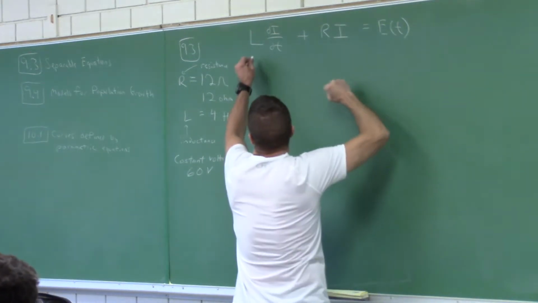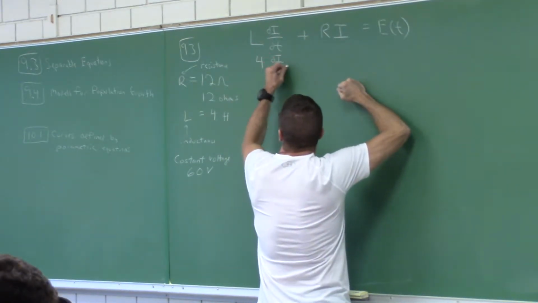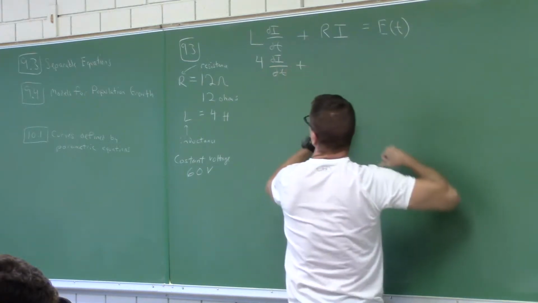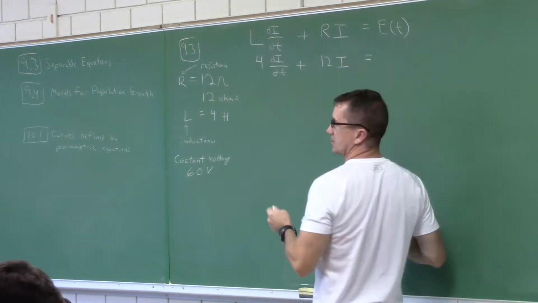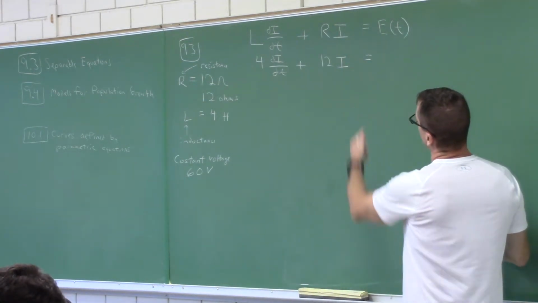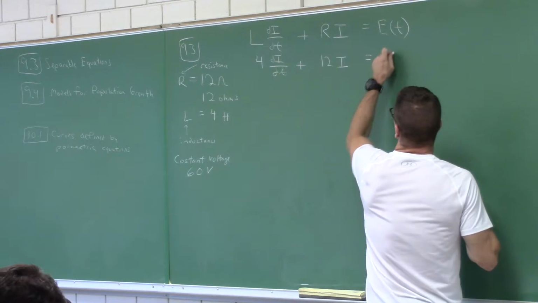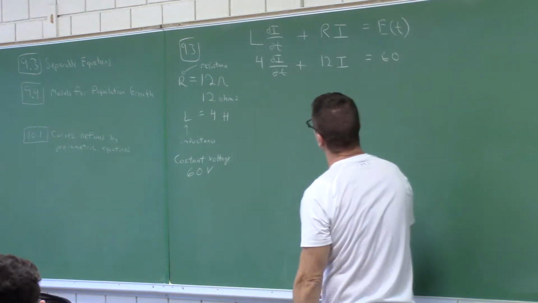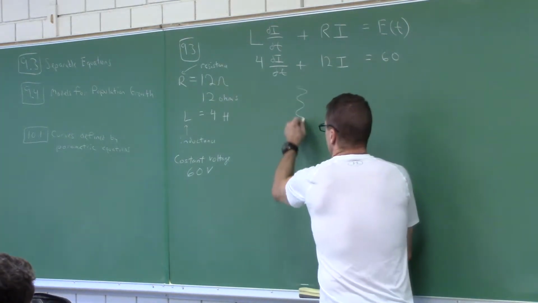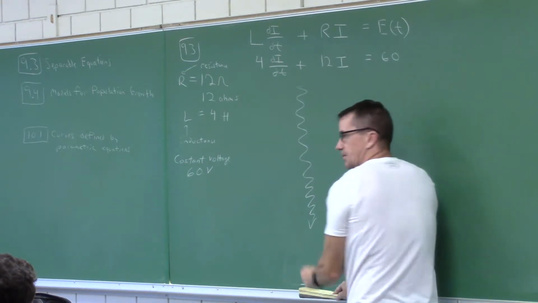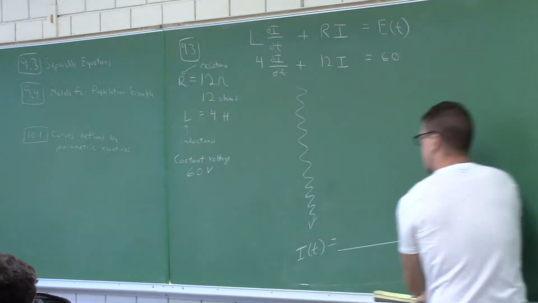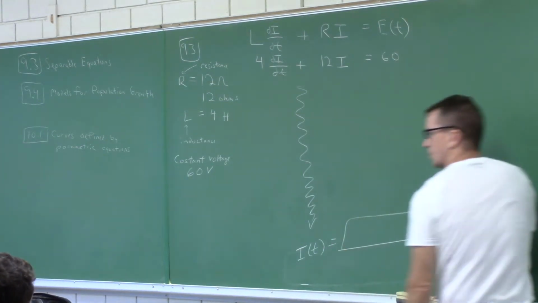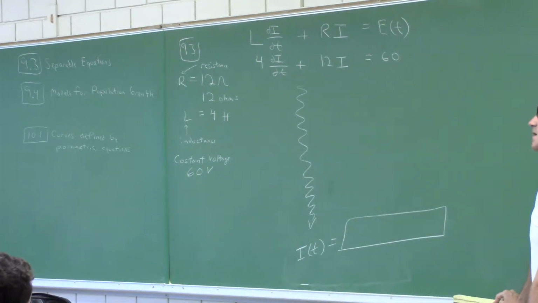All right, that's 4 di dt. Here's our differential equation. R is 12. You notice we have di dt, we've got an I, and this is the 60. But what you and I are going to do is keep going through separable equations, and we're going to get I of t equals, right? We're going to find a solution that models the current in that electric circuit.